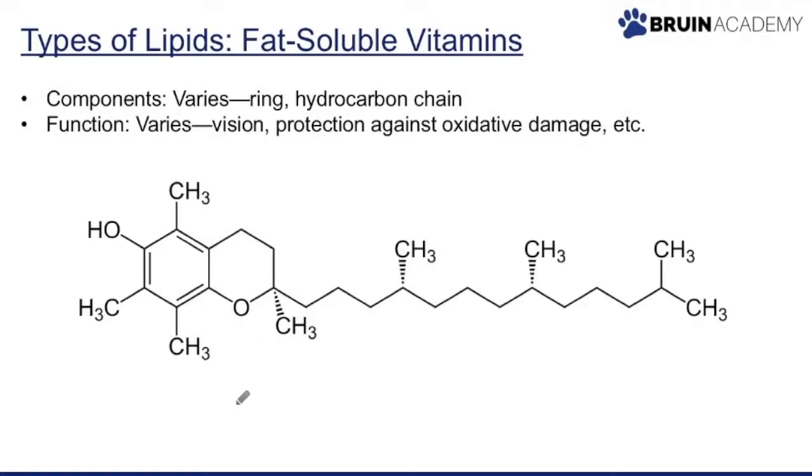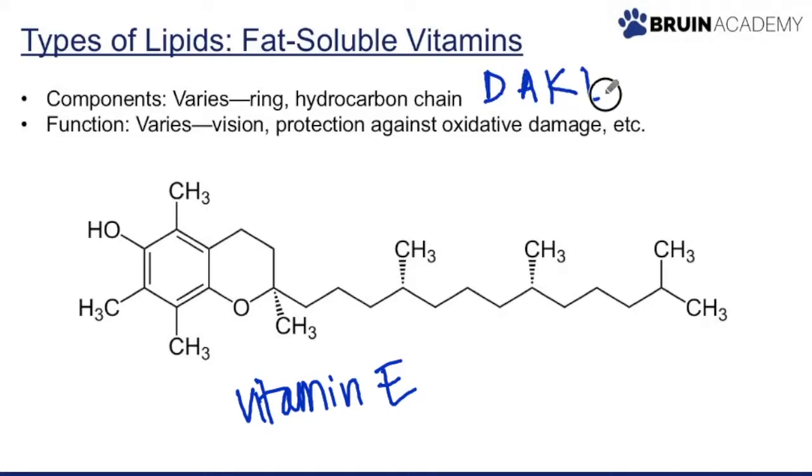Functions can vary. Here I have vitamin E, but they can do a lot of different things, from vision to preventing oxidative damage and such. So there are 4 different types of fat-soluble vitamins: vitamin D, A, K, and E. Those are the 4 types that are good to know. And that basically summarizes the lipids.